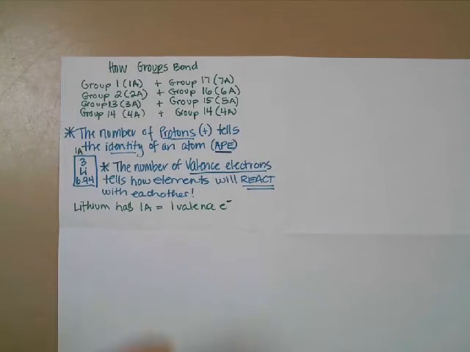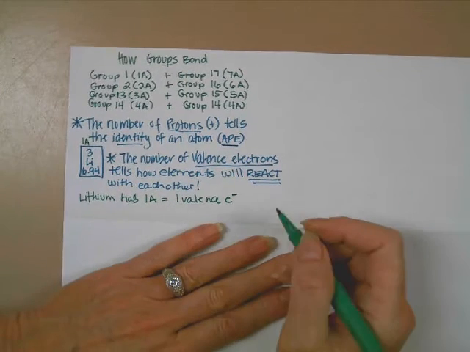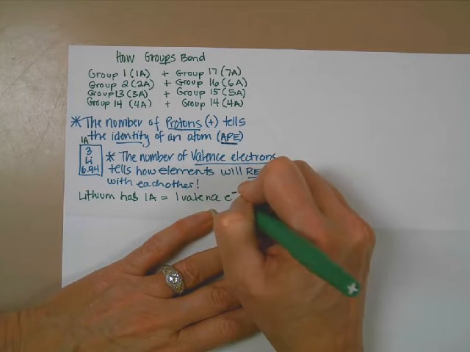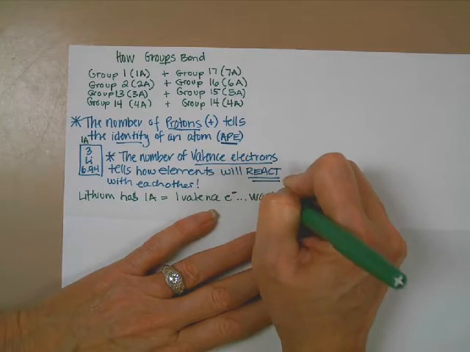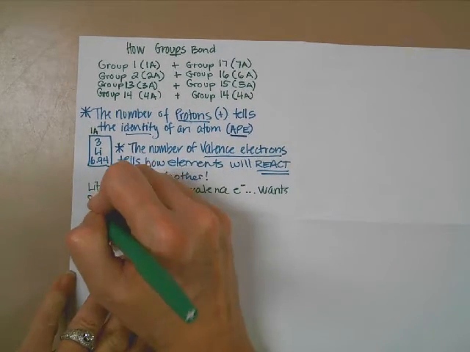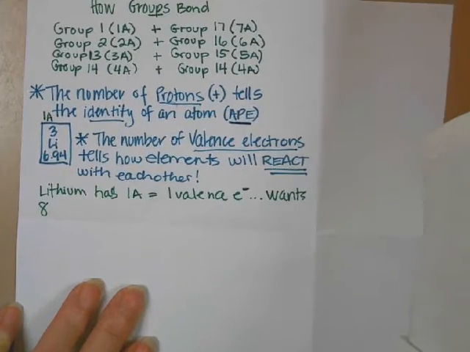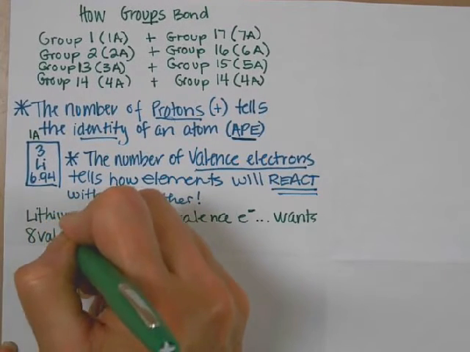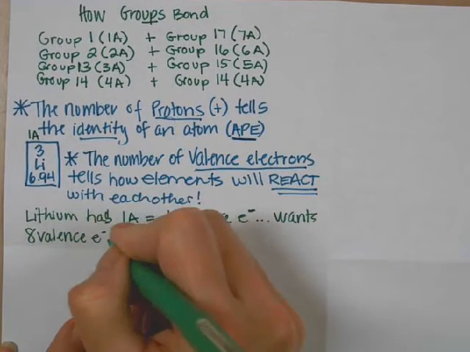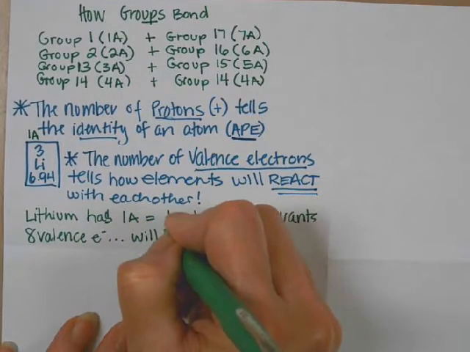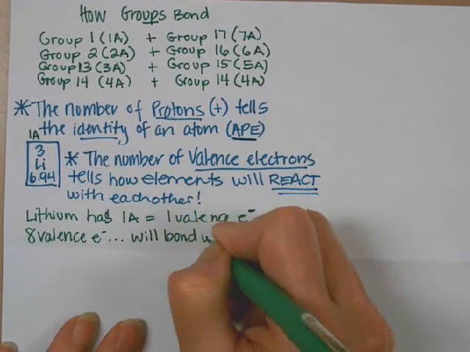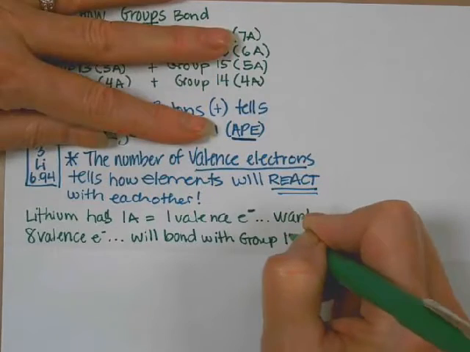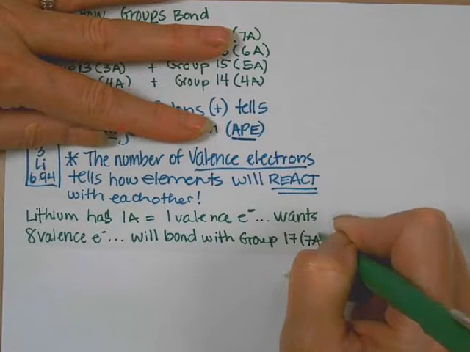So remember, they want whatever it takes to get to the number 8, because 8 is great when they combine. So lithium has 1, wants 8. Valence electrons will bond with group 17, which has 7 valence electrons.